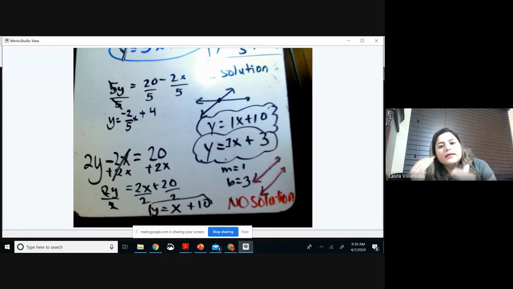So you need to kind of look at the slope and the b. Now, you cannot do that unless they are in y equals mx plus b form. Okay? I'm going to keep going.